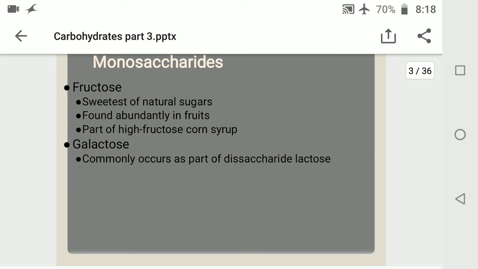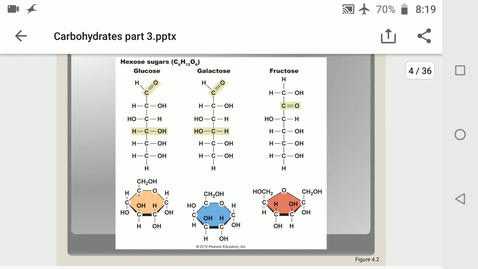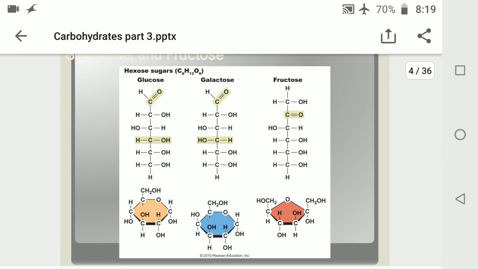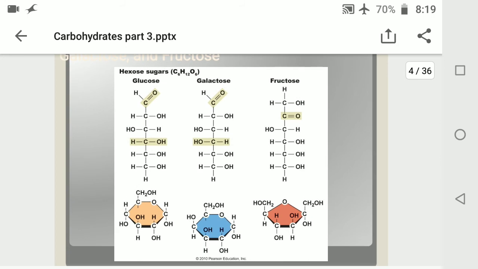Monosaccharides include fructose, which is the sweetest of natural sugars. It is found in fruits and is part of high fructose corn syrup. Galactose commonly occurs as a part of the disaccharide lactose. See, this is the structure. Here we can study the hexose sugars glucose, galactose, and fructose with their diagrams, and look at the positions.